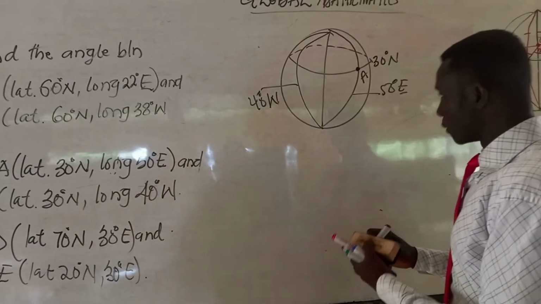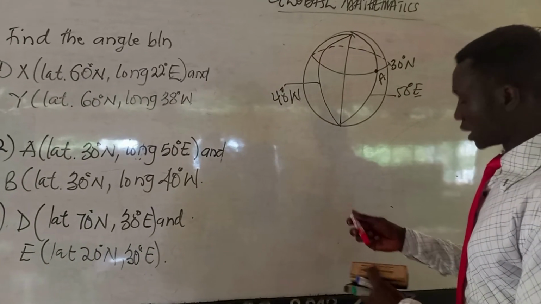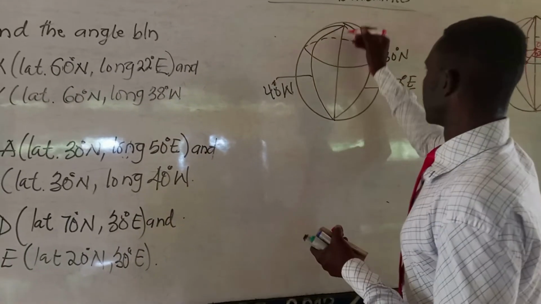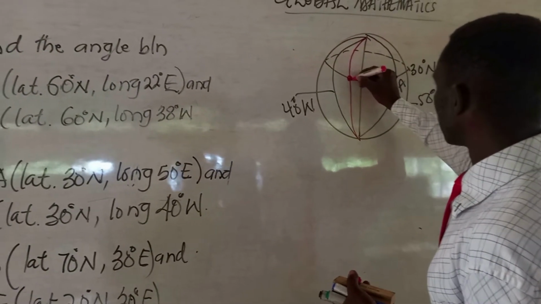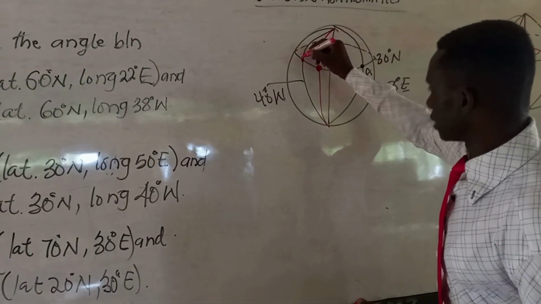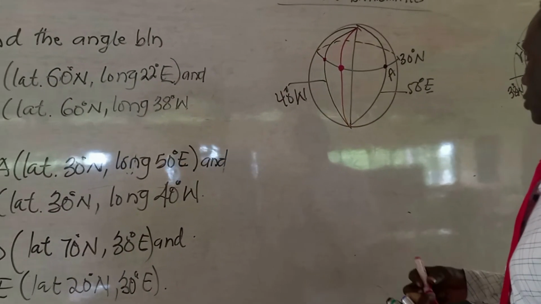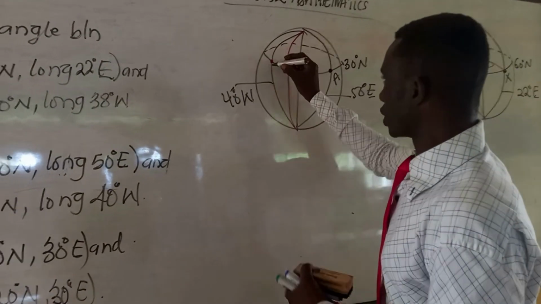Now what do I have to do? I have to draw my reference point, that's longitude 0 degrees, the prime meridian. So I'll draw the prime meridian. The prime meridian also meets the latitude at this point. And this is where this longitude meets the latitude. So this is point A, and this will be point B.